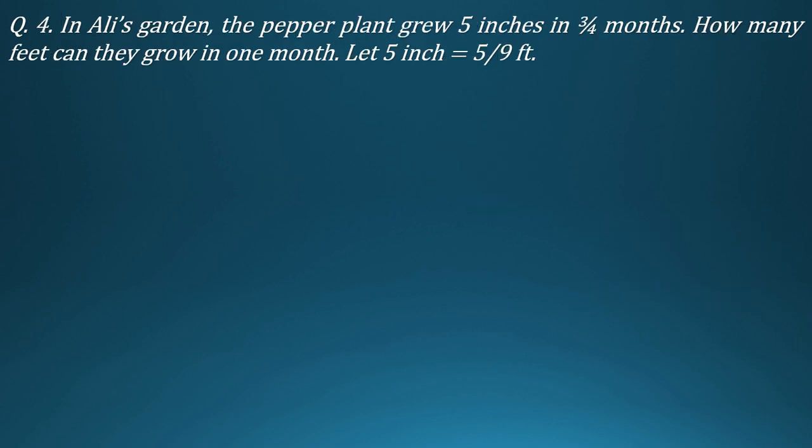Now the next question can be, in Ali's garden the pepper plant grew 5 inches in 3/4 month. How many feet can it grow in 1 month? Now you see, 3/4 month. Is it less than 1 or greater than 1? Yes, it is less than 1 because the numerator is smaller than the denominator. Numerator is 3, denominator is 4. So it is less than 1. Okay. So in 3 over 4 month, how much is the growth? It is 5 inches. Okay.